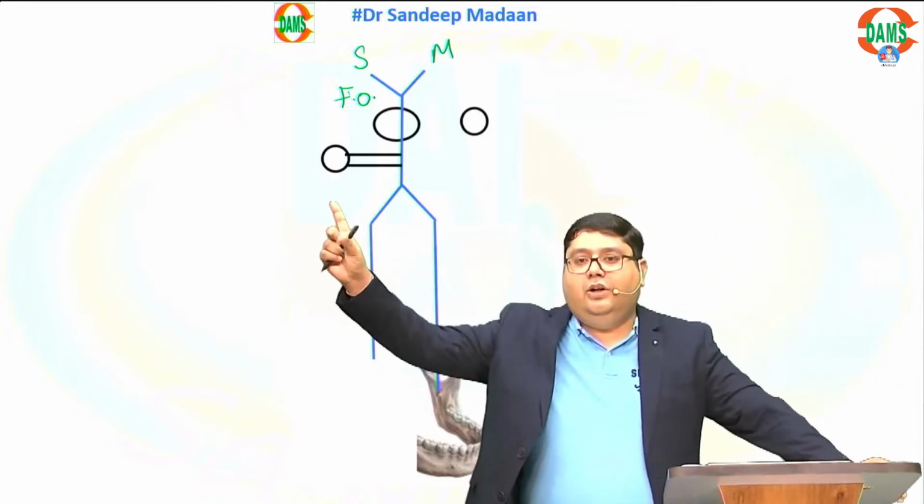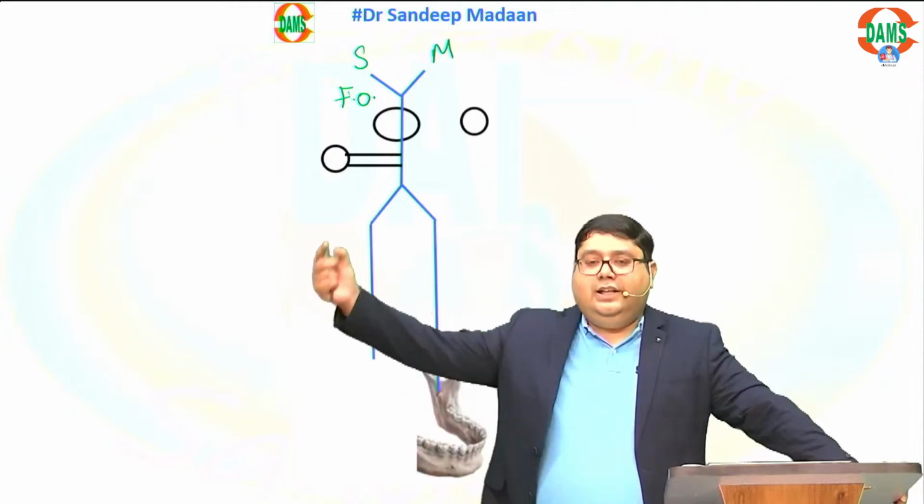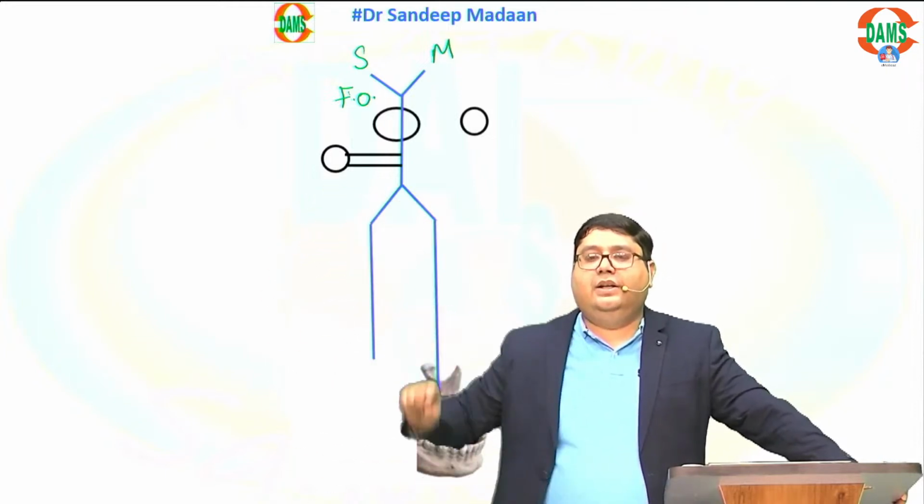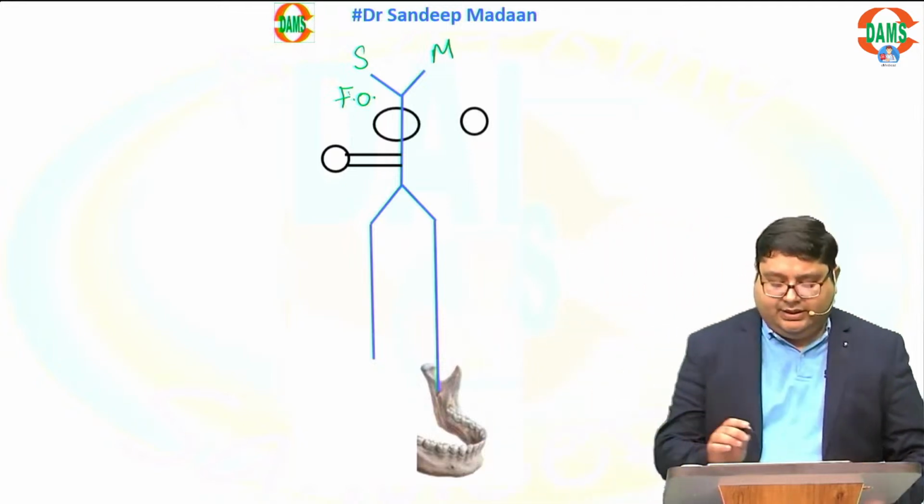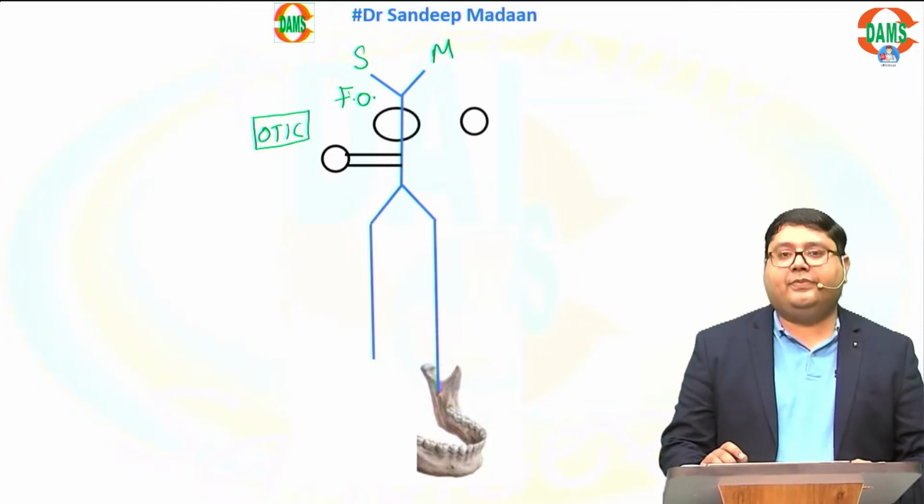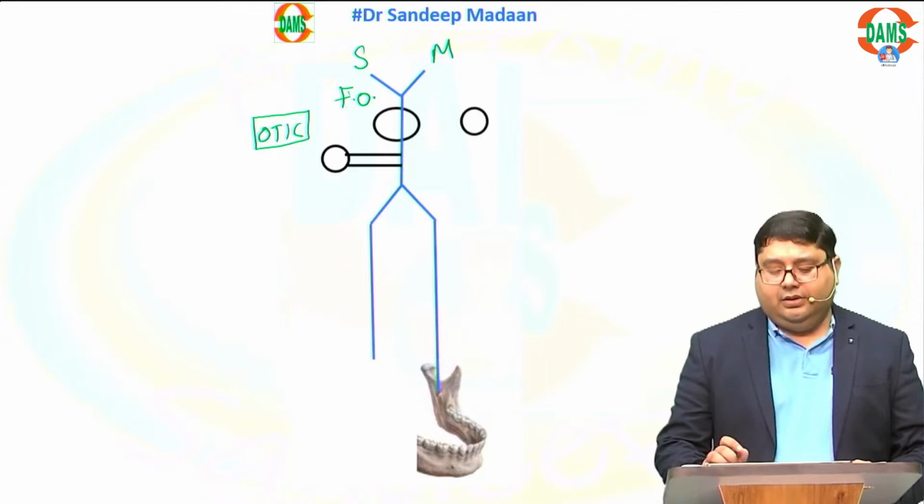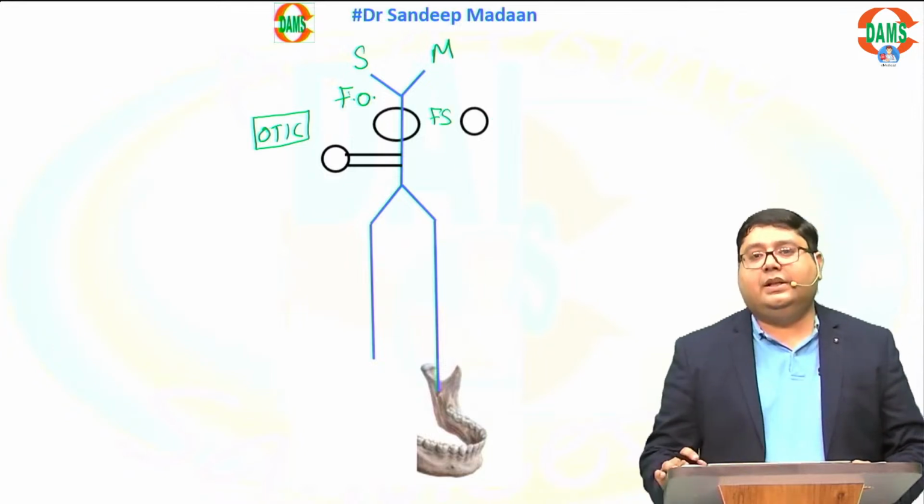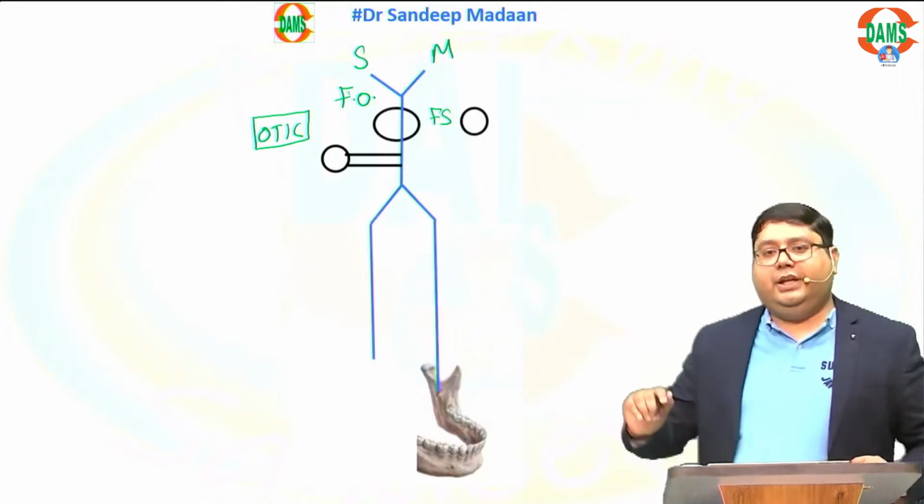Can you recall from your anatomical knowledge which ganglion this trunk of the mandibular nerve will be holding over here? This is nothing but the otic ganglion. Okay. And this is the foramen behind, that is the foramen spinosum.